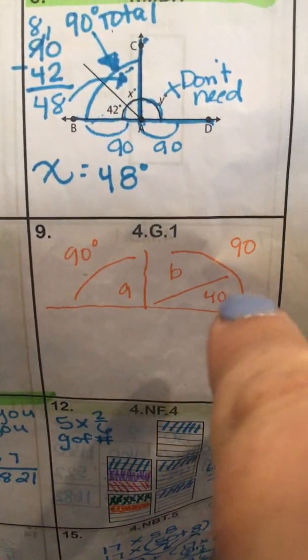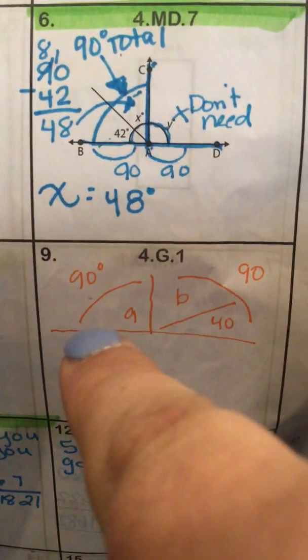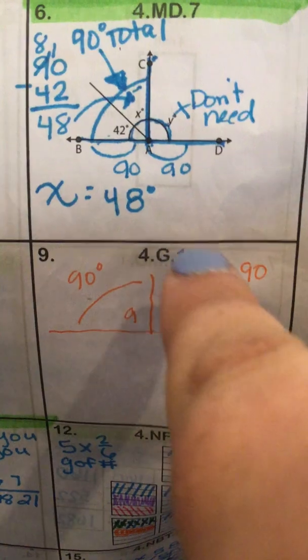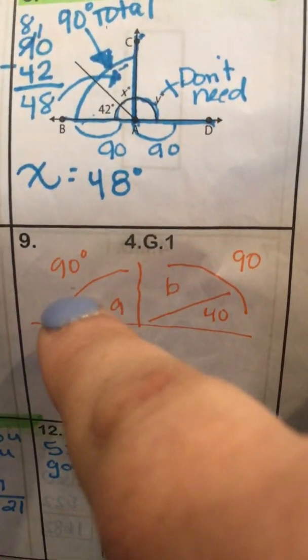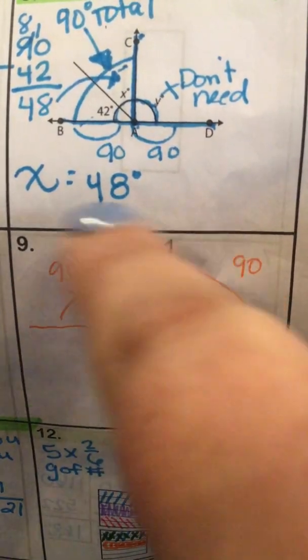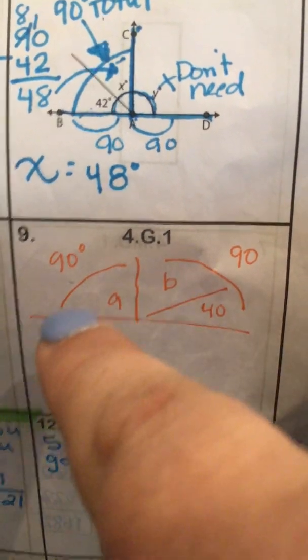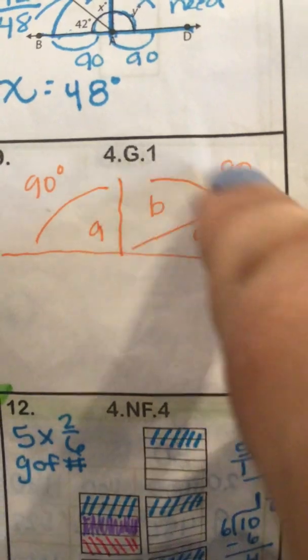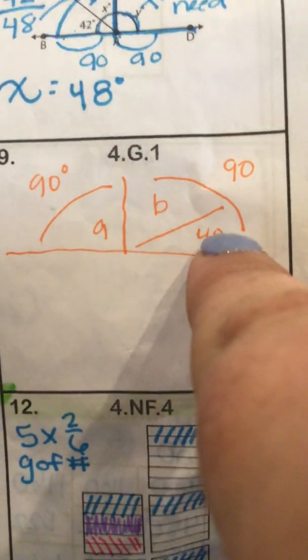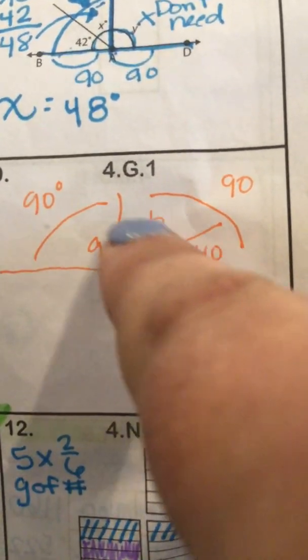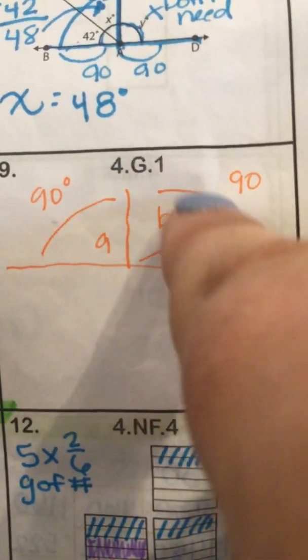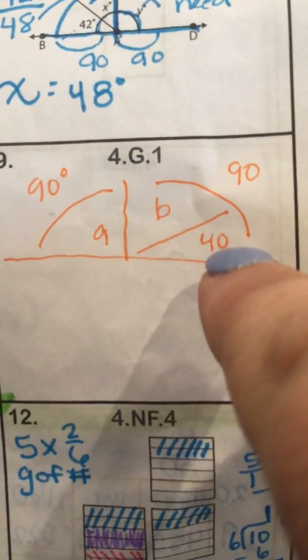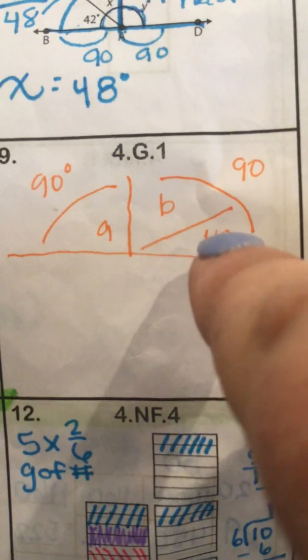This one's a better example right here. So they're told that the combination of angles is that they are both 90 degrees. So when you're looking at it, you see that this one's 90 degrees and this set is 90 degrees. And you're looking for, let's say, B. You're also given that this angle is 40.